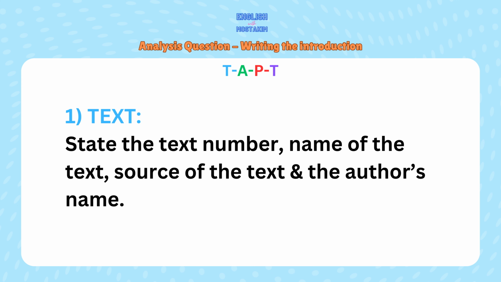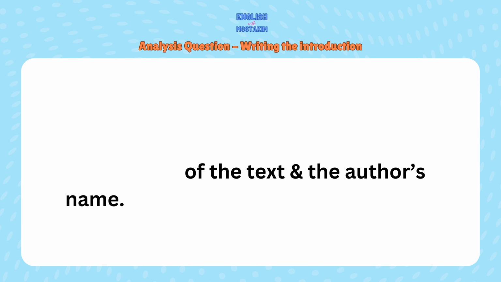In the very first few lines, you will see what the text number is, whether it is text 1 or 2, what the name of the text is, by which we mean the title of the text, what the source of the text is, whether it is adapted from an article or novel or a radio broadcast etc., and what the author's name is.